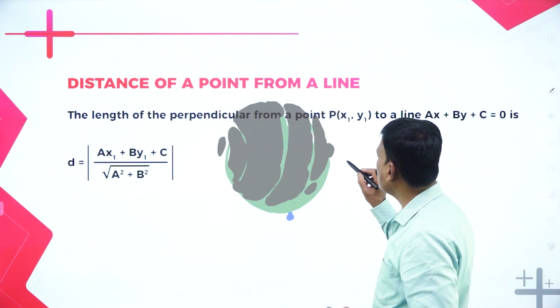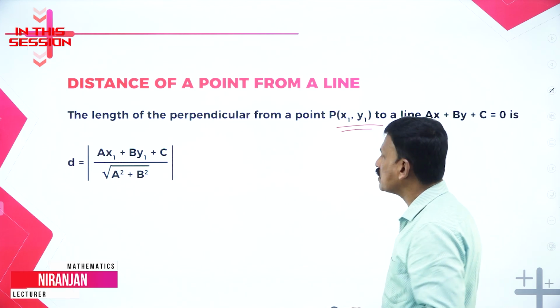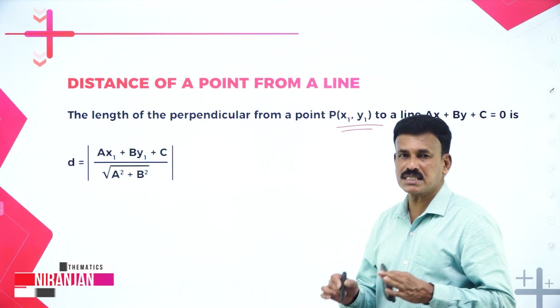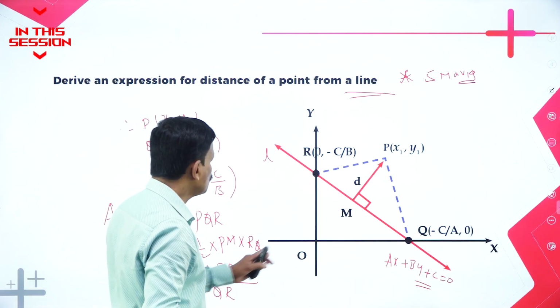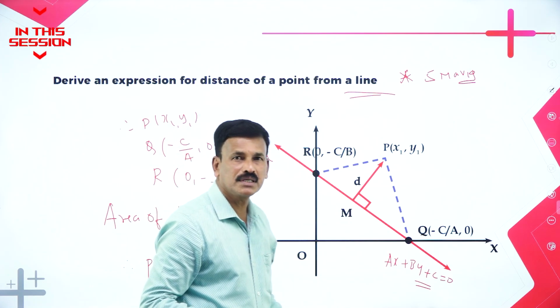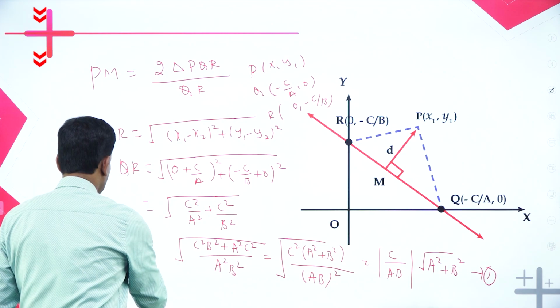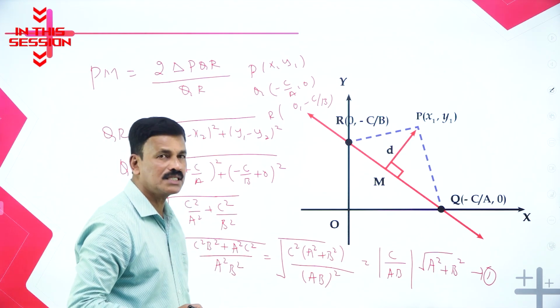The length of the perpendicular from a point P(x1, y1) to a line ax + by + c = 0 is always given by the perpendicular distance, that is called the distance. Two times the area of triangle PQR divided by QR will give the length of the perpendicular from P(x1, y1) to the line L. What is the value of QR? The distance QR is equal to c by AB into root of a squared plus b squared.